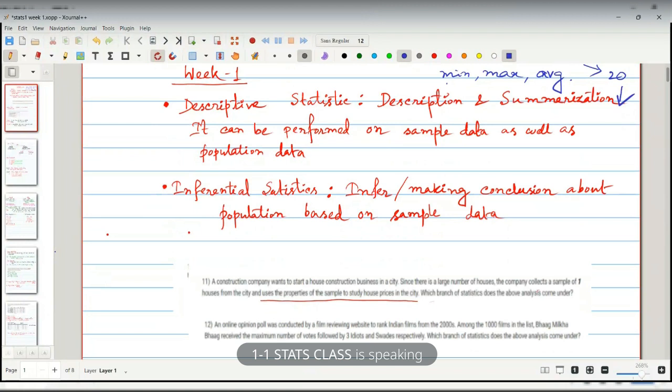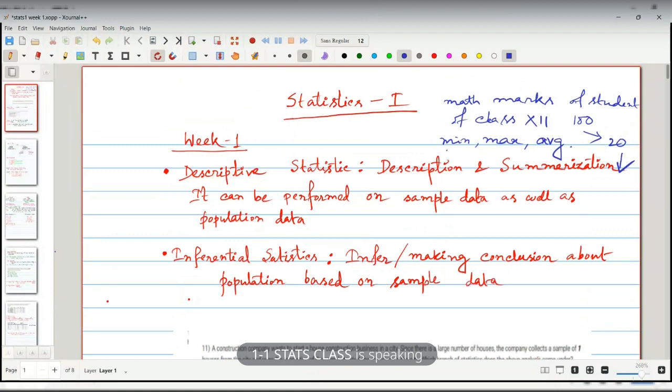Next thing is inferential statistics. Inferential statistics is making conclusions about the population based on sample data. So here we take a sample of 20 students and let's say the average marks of these 20 students is 70. Now I am telling you that the average math marks of the 100 students is 70. So here I am making a conclusion, based on the sample of 20 students, that the average marks of 100 students is 70. This is called inferential statistics. Here I am making a conclusion about the population data based on the sample data. Is it clear?